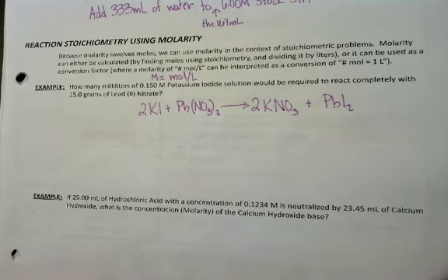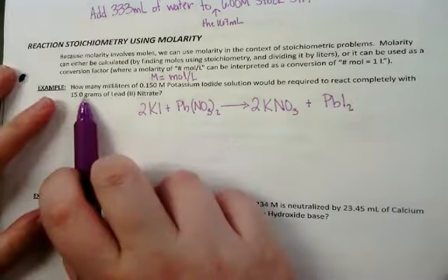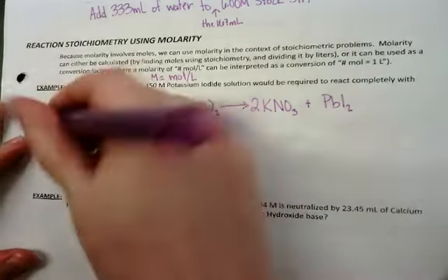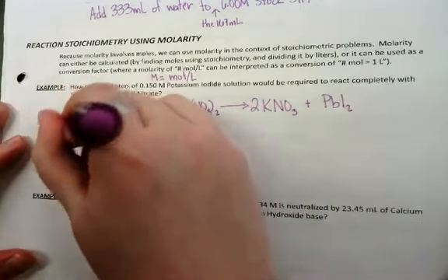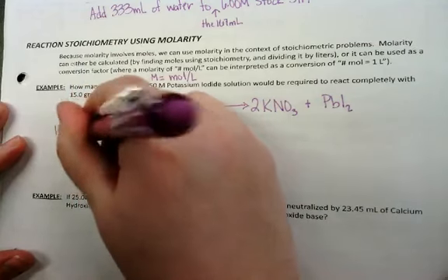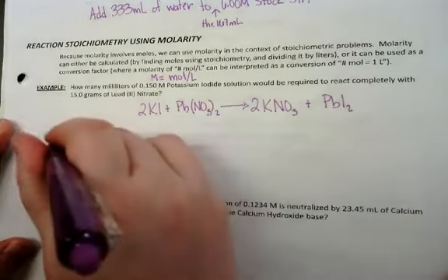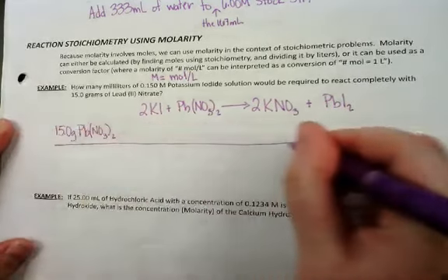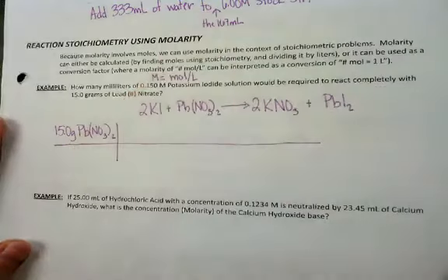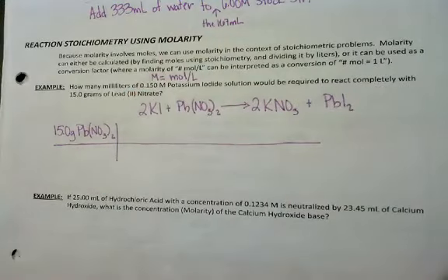All right. So it asks us to solve for milliliters. We're given molarity and we're given grams. What's going to be our given? Grams. So we're going to have our given as grams. That's what we're going to start with. So we'll start with 15 grams of lead 2 nitrate. Okay. What are we going to do next?